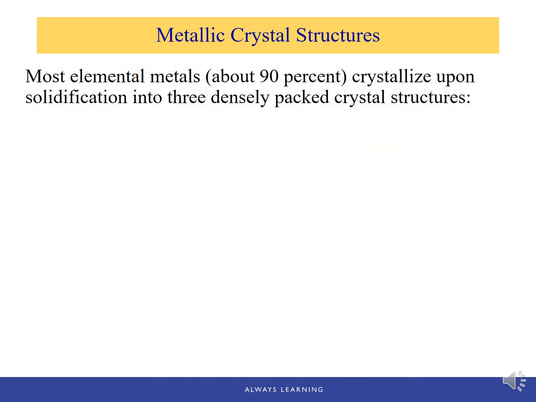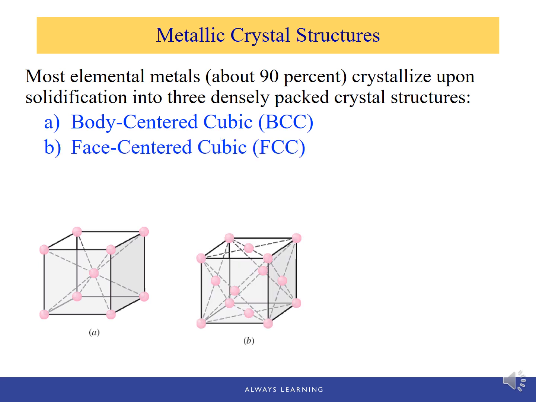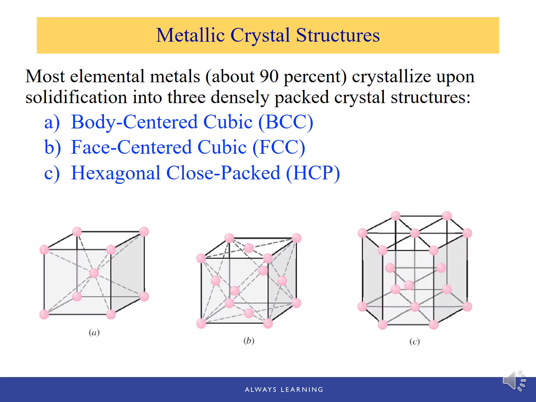Most elemental metals crystallize upon solidification into three densely packed crystal structures, and our focus will be on these three crystal structures. The first structure is called body-centered cubic, or BCC structure. The second one is face-centered cubic, or FCC structure. And the third one is called hexagonal close-packed structure, or HCP structure. We're going to take a look at each structure in more detail.